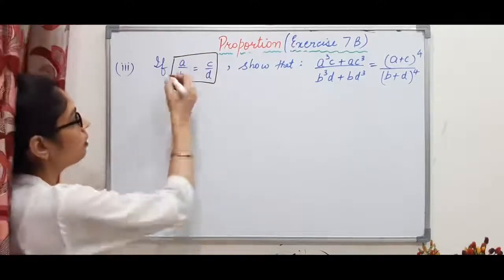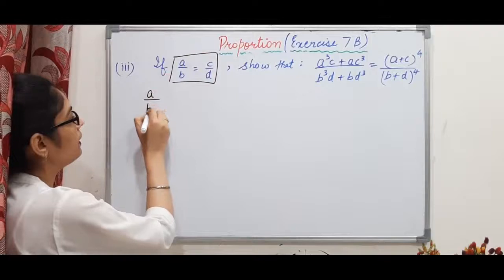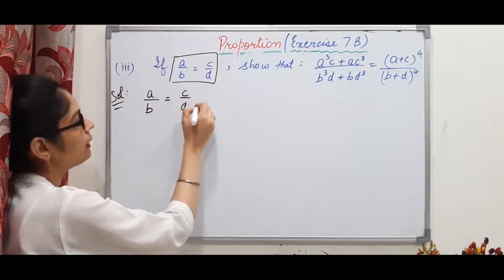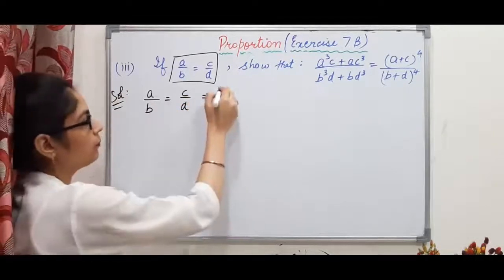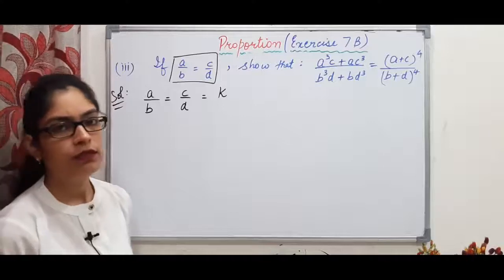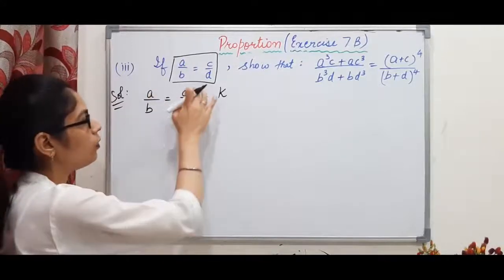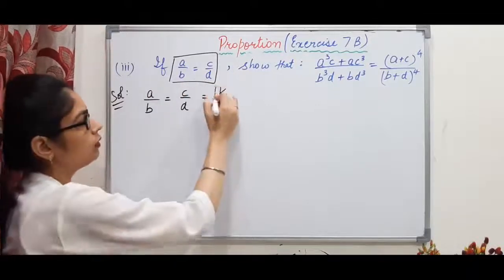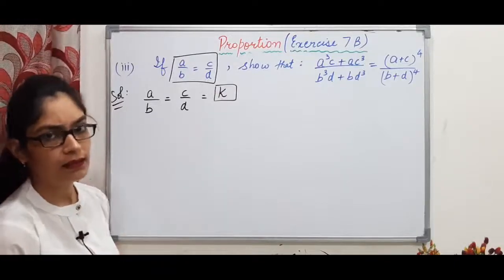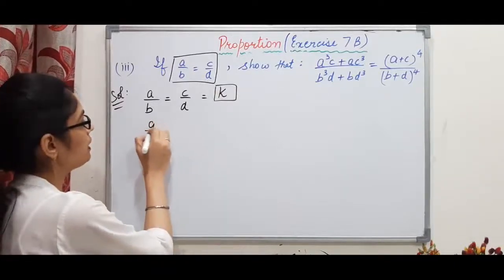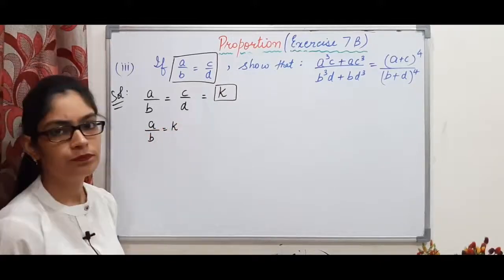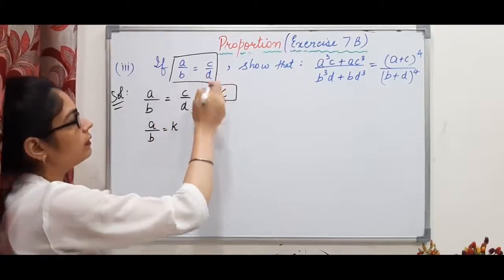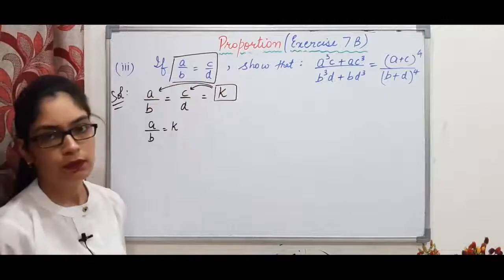what we can do, because these are already equal, is just write A by B is equal to C by D is equal to K. K is any number we have just assumed, because they are already equal, so they will be equal to one same term, which I have assumed as K. So A by B is equal to K, because the sign of equality is there, and then this will be equal to this also.